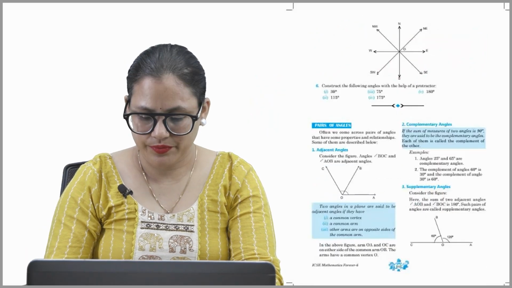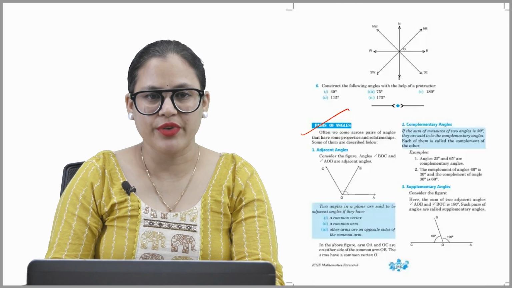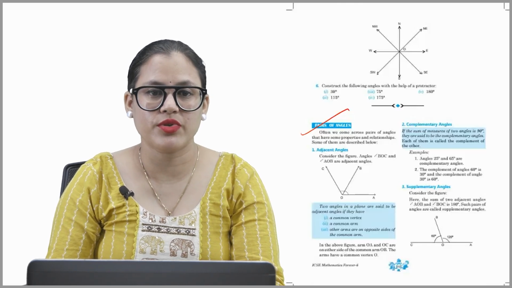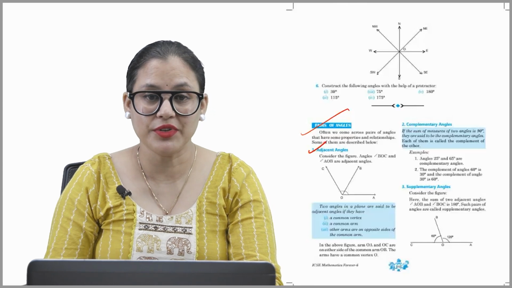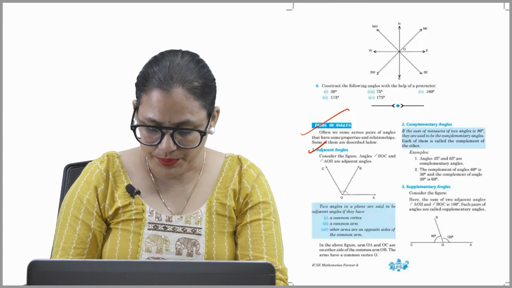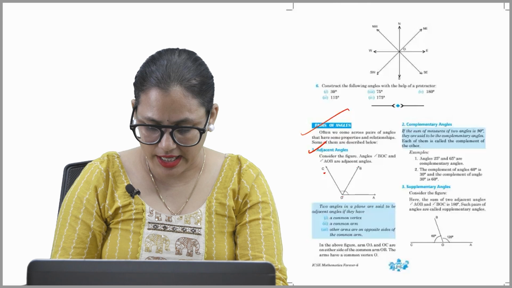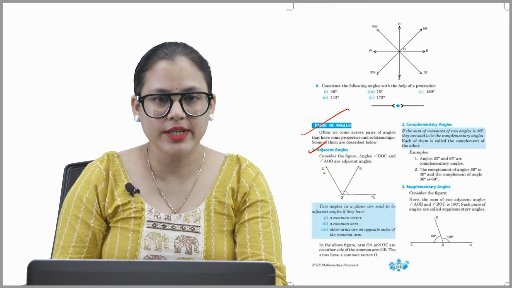Pairs of angles. Often we come across pairs of angles that have some properties and relationships. Some of them are described below. Number 1, adjacent angles. Consider the figure. Angle BOC and angle AOB are adjacent angles.